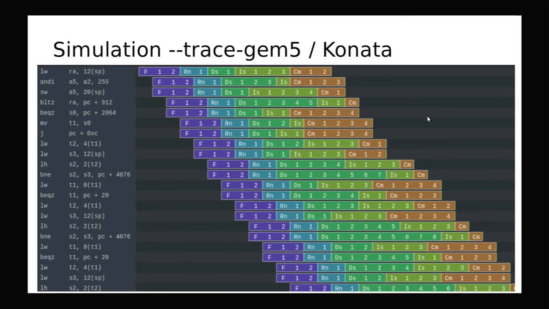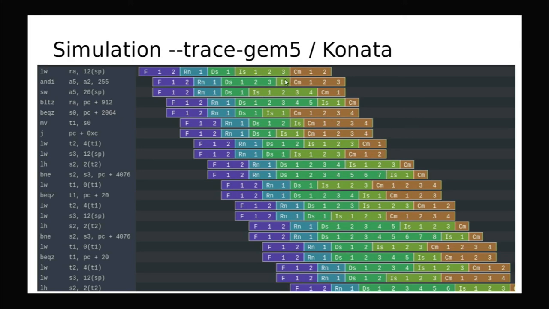And you can also generate some GEM5 traces that you can visualize with Konata in a quite different manner. So this trace here is showing the execution flow, which instructions are executed, when they are fetched in blue, when they are decoded and renamed, when they are waiting in the ECU queue for dependencies.